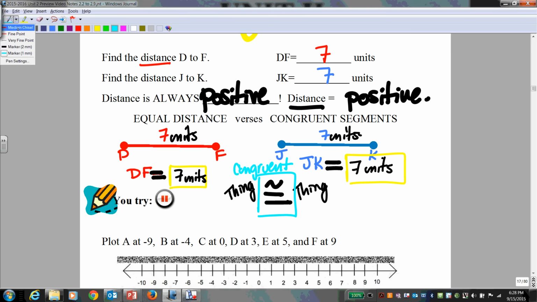So I would write it like this. If I want to say DF, the segment, and JK, the segment, are congruent, one, I put a hatch mark on both of those. That means of equal length. And I write it like this. DF, the segment, is congruent to JK, the segment. I'm comparing the lengths of the segments.